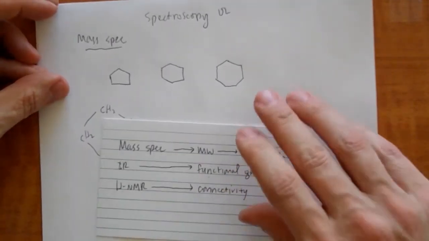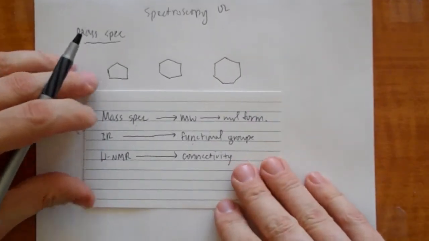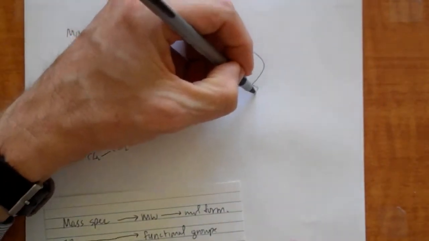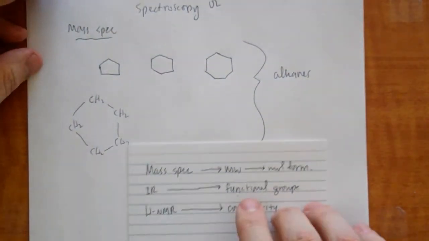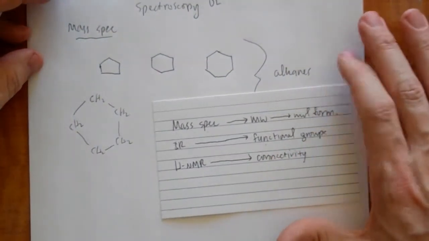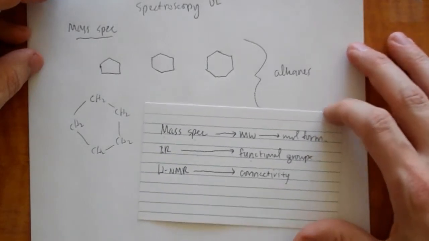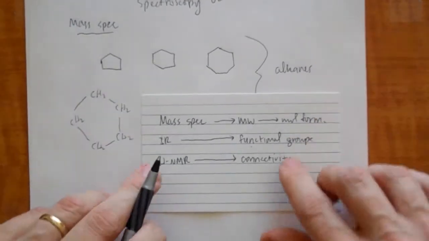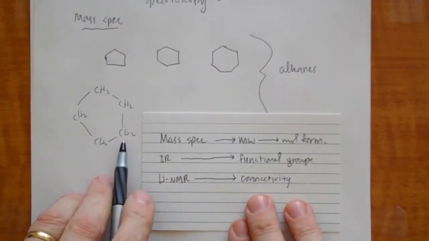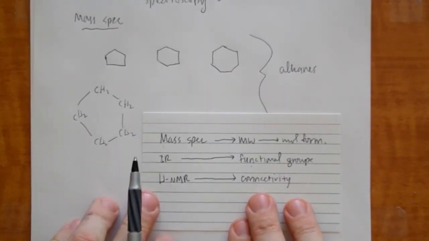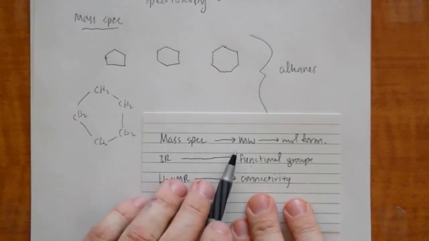So they have exactly the same functional groups in them, namely no functional groups at all. I guess we would call these alkanes. If we were talking about functional groups, that's oftentimes what we would say. It's really the absence of all functional groups, alkanes. So they have the same functional groups in them. And they have the same connectivity, right? They're all CH2s connected to CH2s, all of them. But they have different molecular weights.